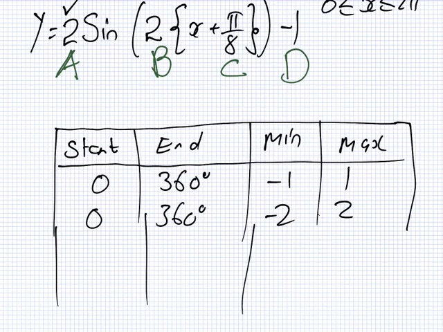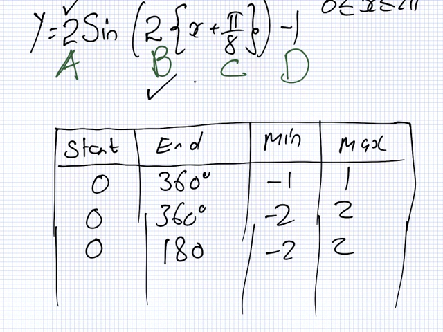Compress which? The X. So it'll be 0 to what? 180, minus 2 to 2. The C. Oh, sorry, I wrote 360. I should really be writing 2 pi. I'll fix that. Two pi.